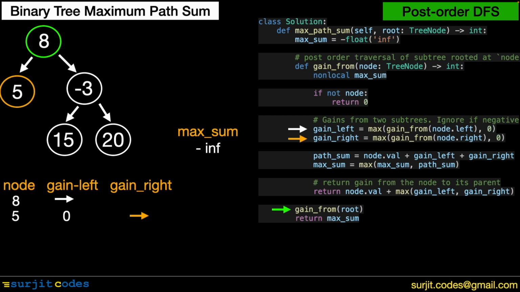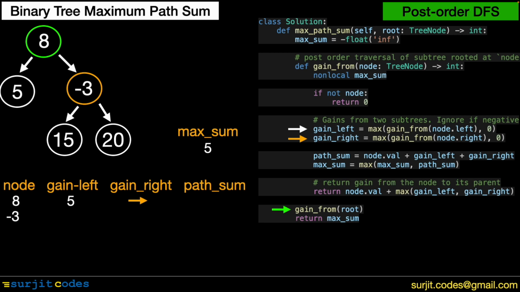Next, we execute the statement with the orange mark. Its output will be assigned to gain right. Right child is also none, so the recursion will again return the value 0, which becomes the value of gain right. Pathsum is sum of node plus these two gains, which is 5. As this value is more than the previous value of maxsum, so maxsum becomes 5. Return value is the node value plus higher of the two gains, which is 5. So gain left at white mark of the previous call becomes 5.